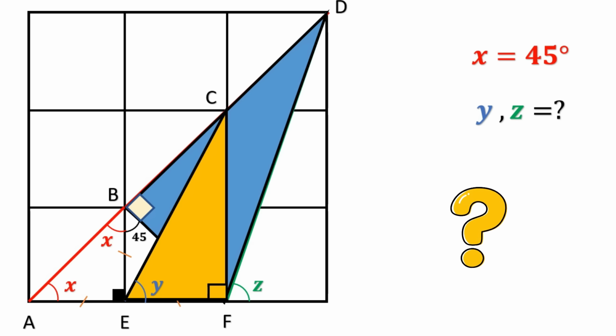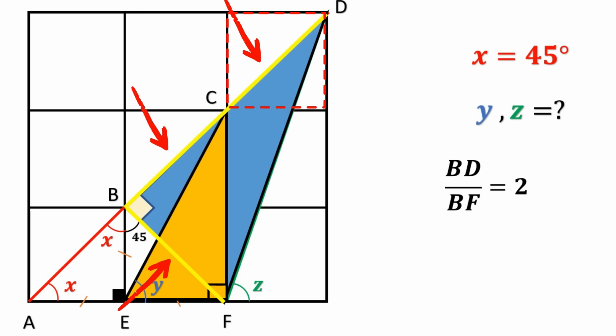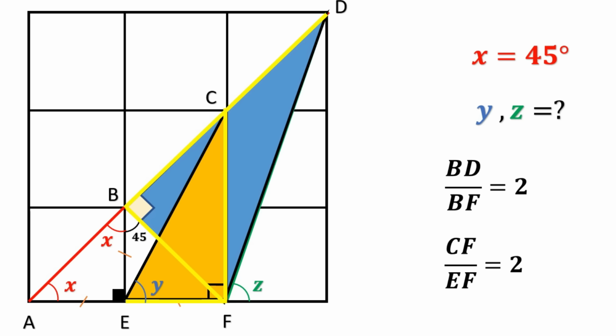And here a question comes up. Are these 2 triangles similar? Let's check it. Both triangles, big BDF and small CEF, are right triangles. Now look at the legs around the right angle in each triangle. In the big triangle, the ratio of BD to BF is 2, because each of these segments are diagonals of the small squares. And in the smaller one, the ratio of CF to EF equals 2.